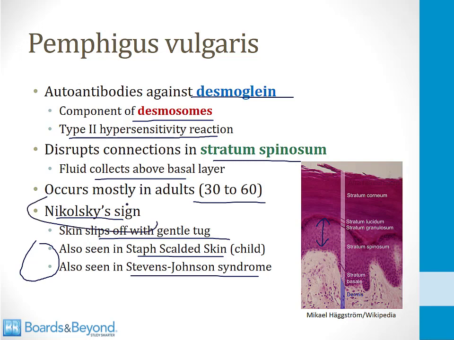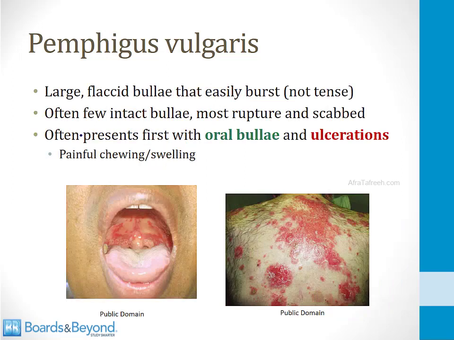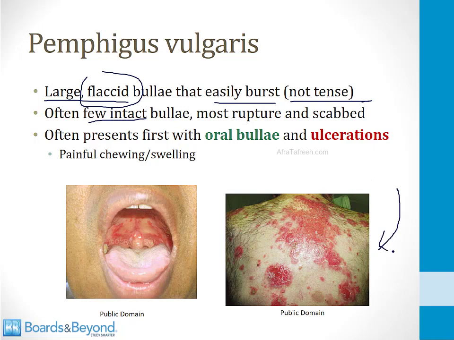That's called Nikolsky's sign. The clinical picture of pemphigus vulgaris involves large flaccid bullae that easily burst, and the word flaccid is important. These are not tense bullae, they are loose and floppy. Often few of them are intact because most have ruptured and scabbed, so what you more often see is a picture like what's on the right side of the screen here. You do not see a lot of bullae here. Instead, what you see are bullae that have ruptured, and now you've got the scabs and the effects of the rupturing.